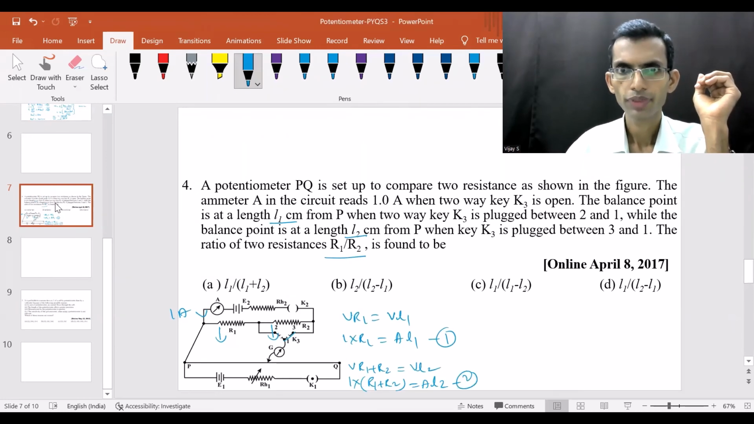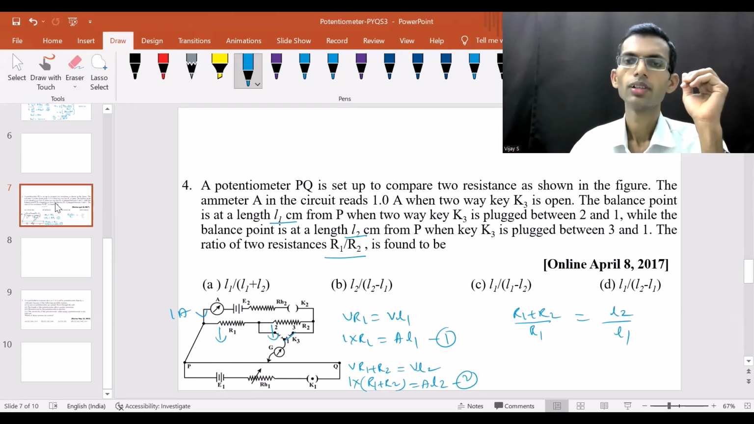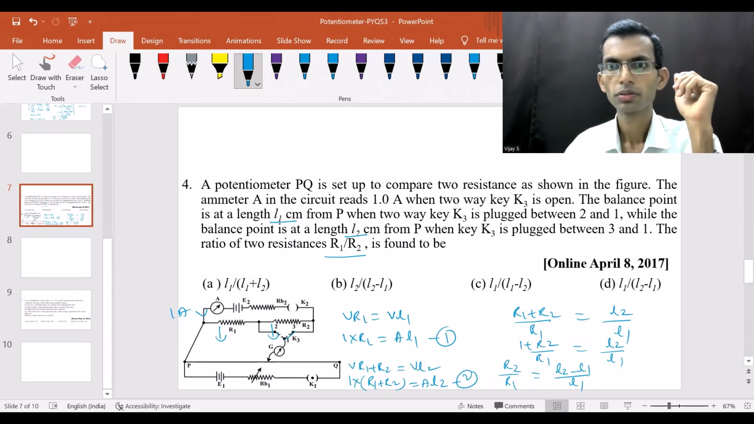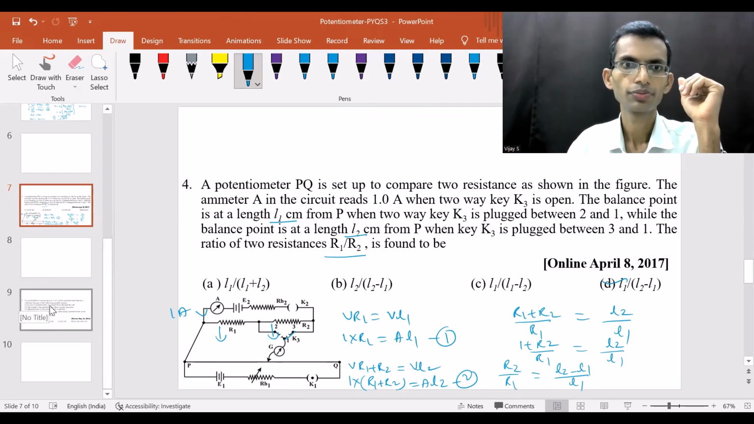Right. When we take 2 by 1, what we are going to get? (R1 plus R2) by R1 is equal to L2 by L1. So 1 plus R2 by R1 is equal to L2 by L1. When we take 1 that side, we get R2 by R1 is equal to (L2 minus L1) by L1. I am directly writing. So R1 by R2 means reverse of this: L1 by (L2 minus L1). Which option satisfies? D. This is the answer. Right. Let us move to next question.